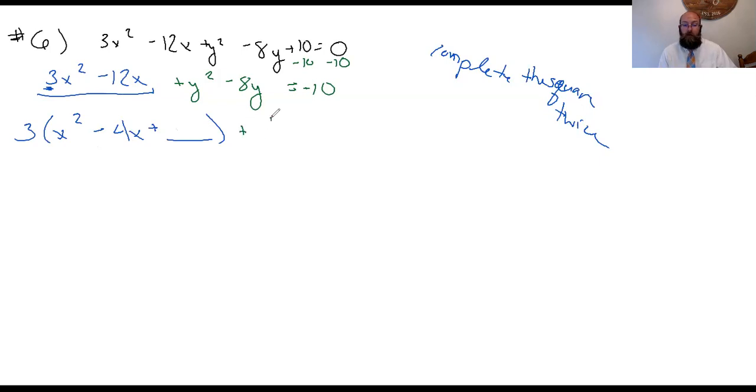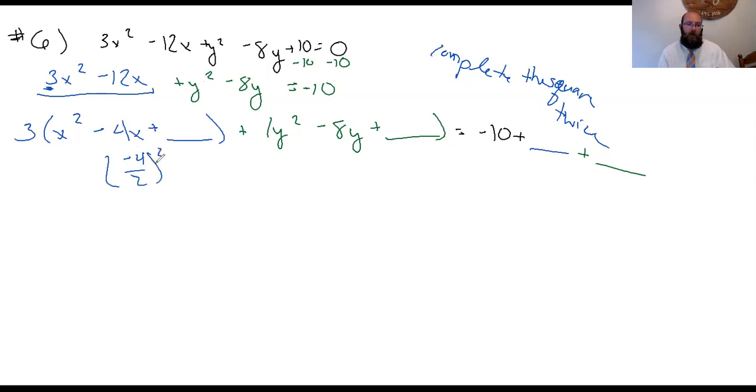Then I'm going to have, and this one's fine and dandy, right? It's already a normal y squared. And we then equal negative 10 plus a blue line, and then plus a green line. So what goes on that blue line? Well, negative 4 divided by 2, and then I square it, which is 4. And then the green line: negative 8 divided by 2, and then I square it, is 16.